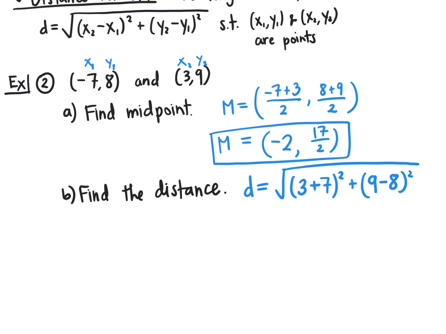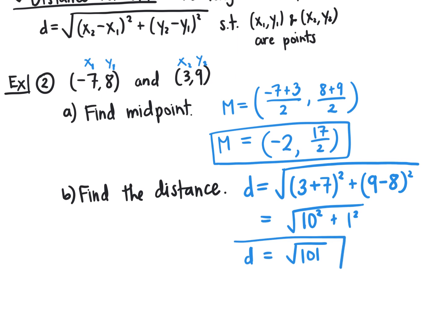Now we're going to evaluate. Order of operations says parentheses first. 3 plus 7 is 10 squared, plus 9 minus 8 is 1 squared. I still have to do the square root. What's 10 squared? 100. Plus 1 squared, which is 1. 100 plus 1 is 101. I do not know the square root of 101, so I could just leave this as it is. If it was a perfect square, like the square root of 81, then I would need to actually take the square root, but I don't know this square root, so I'm just going to leave it like that. That's all.